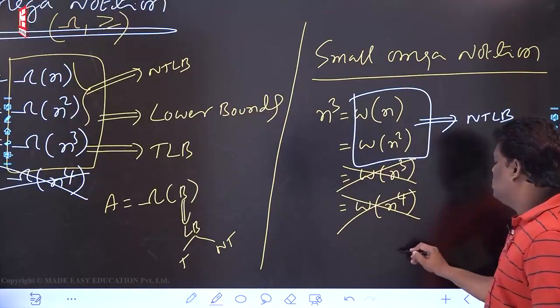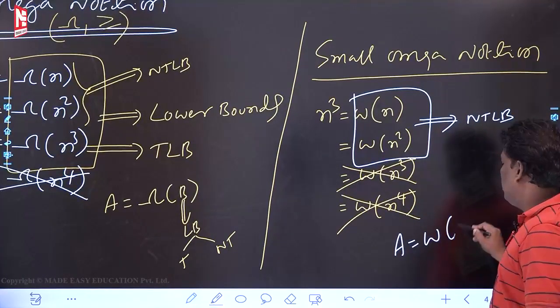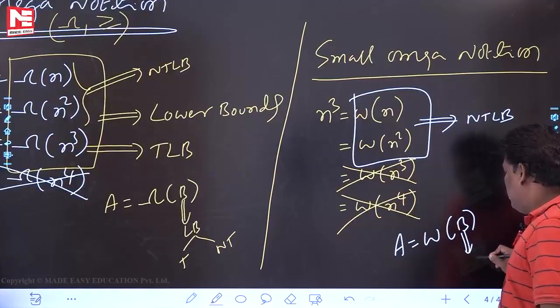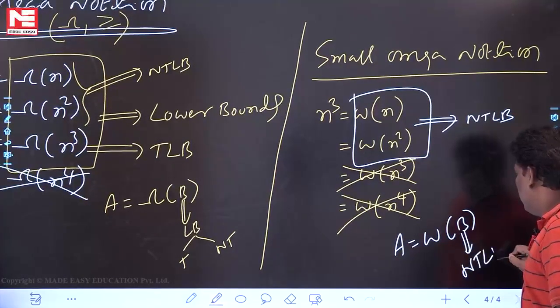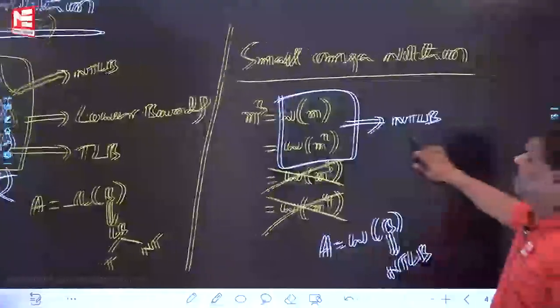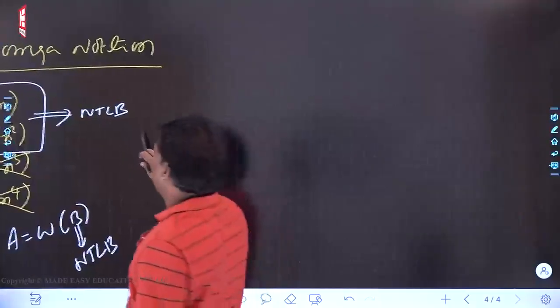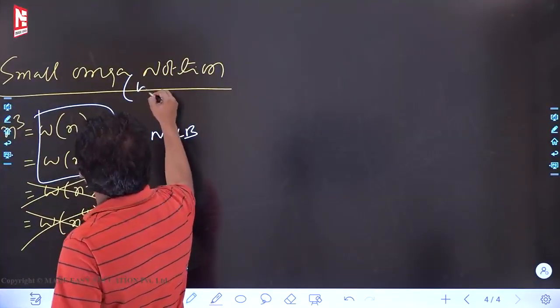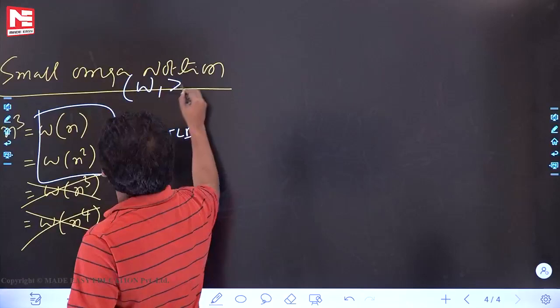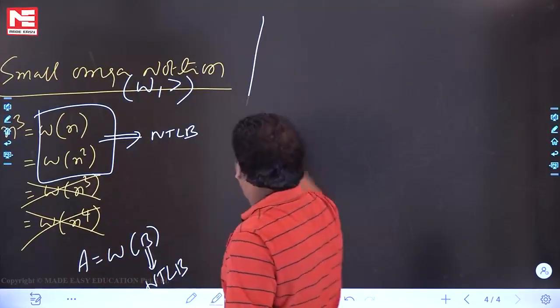So, let me write this line also. A is small omega B. What is this B? Not the tightest lower bound. Fine. This is also fine. Can you say what is the symbol here? What is the operator? Only greater than. Fine, that's okay.